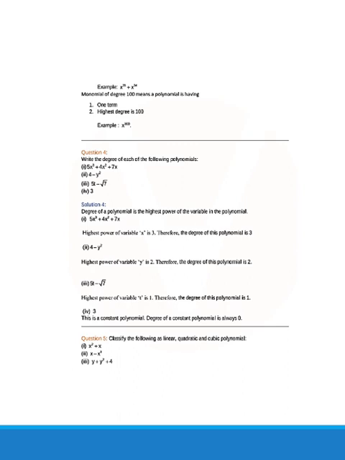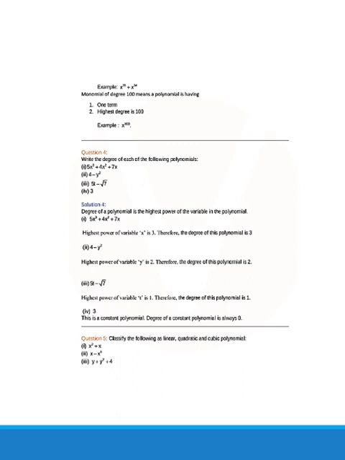Second, 4 minus y square. Now the highest power term here is minus y square and the exponent of minus y square is 2. So the degree of this polynomial is 2. Now see the third part, 5t minus root t. The highest power of 5t is 1. Exponent is 1 here, so the degree is 1.